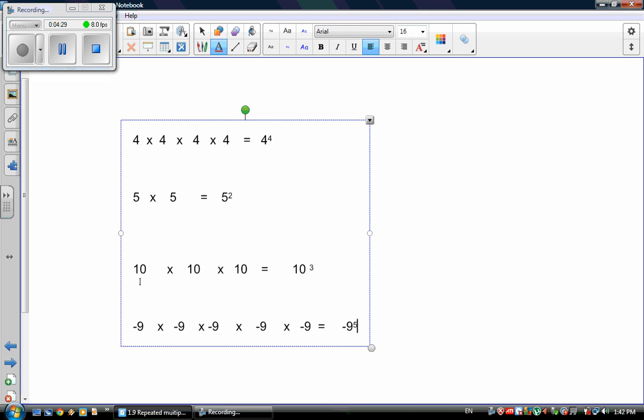Example number 3, 10 times 10 times 10. We multiply 10 by itself 3 times, so we can write it in this form. How can we read it? We read it as 10 to the 3rd power, or the cube of 10. The last one, negative 9 times negative 9 times negative 9 times negative 9 times negative 9. So we can write it in this form: negative 9 to the fifth power, or to the power of 5.